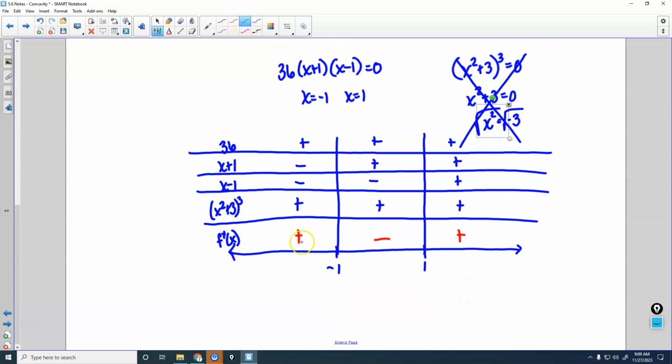So if our second derivative is positive, what does it tell us about the original function? It is concave up. And if our second derivative is negative, what does it tell us about f of x? Concave down.